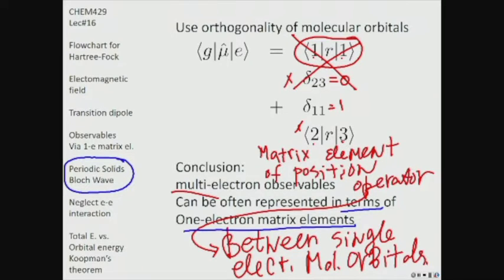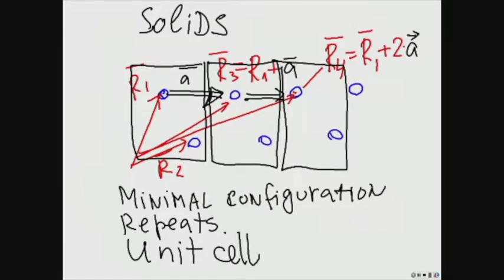Conclusion. Multi-electron observables can be represented in terms of one-electron matrix elements.